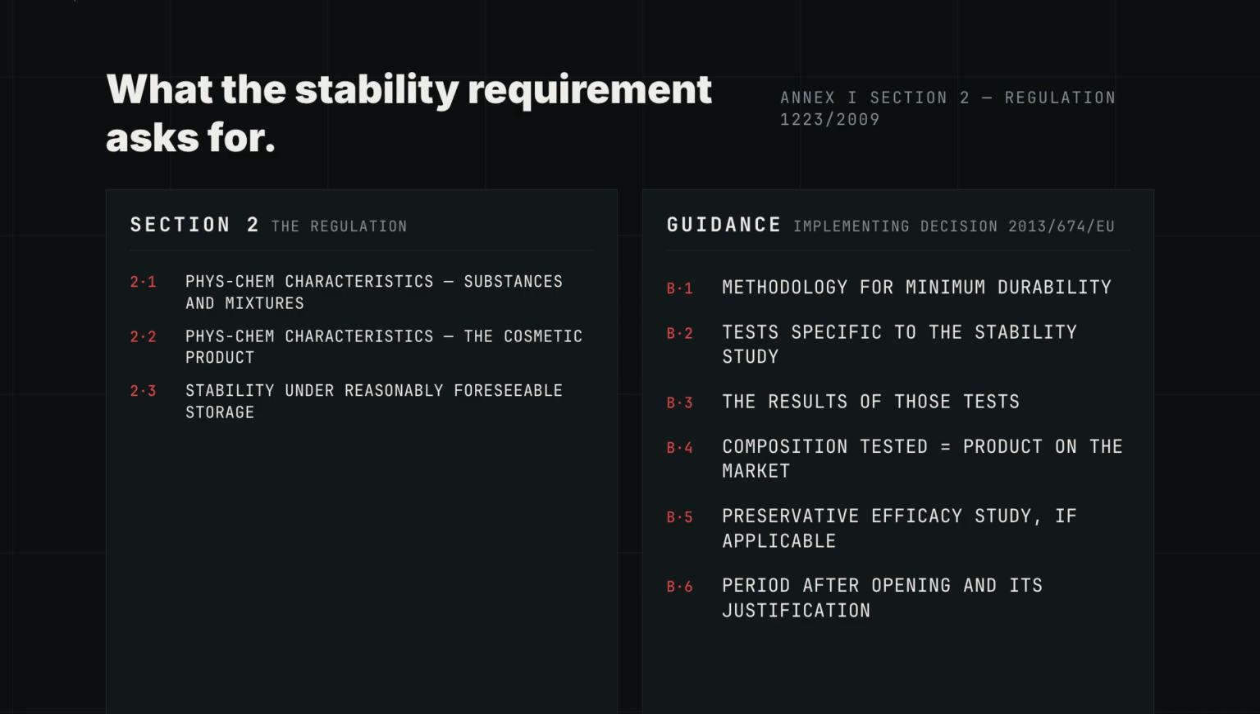The first one catches people. A study run on a composition that was later changed does not on its own satisfy that requirement. The SCCS recommendation quoted in the guidance is that relevant stability tests, adapted to the type of cosmetic product and its intended use, should be carried out, and that physical stability tests are carried out with inert containers and those intended to be used on the market, both, not one.